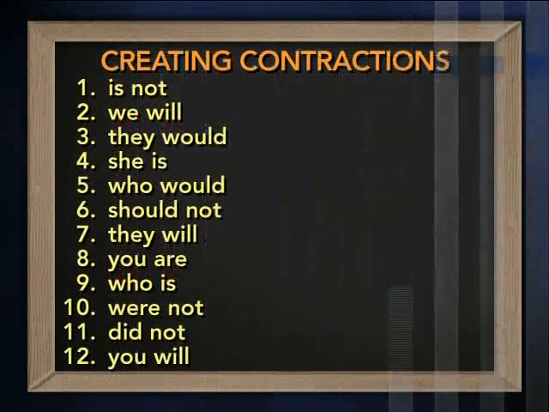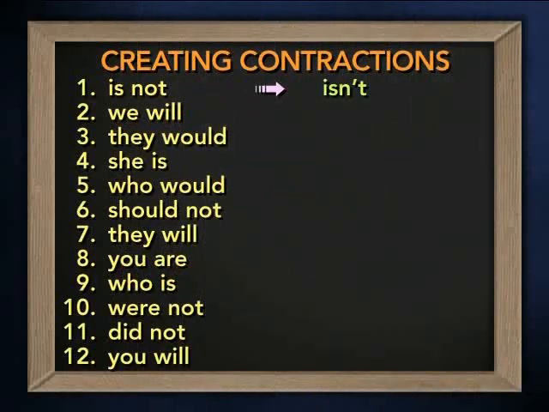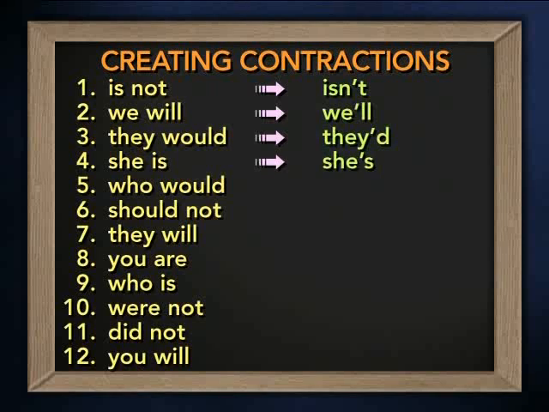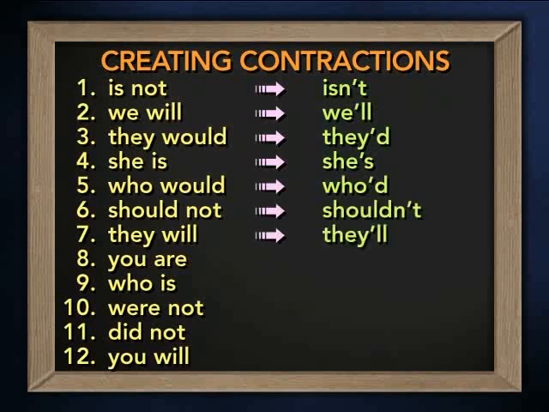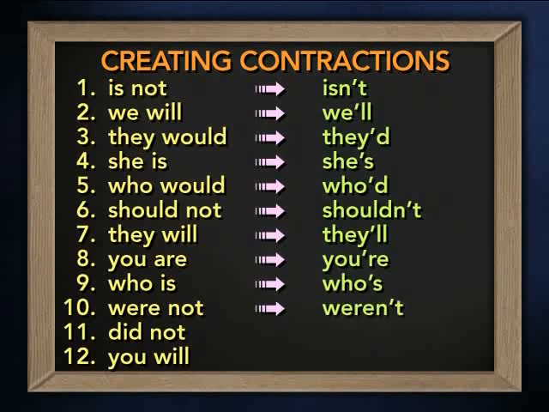Is not becomes isn't. We will becomes we'll. They would is they'd. Notice how many letters are removed there. She is, she's. Who would is who'd. Should not is shouldn't. They will is they'll. You are is you're. Who is, who's. Were not is weren't. Did not is didn't. And you will is you'll.